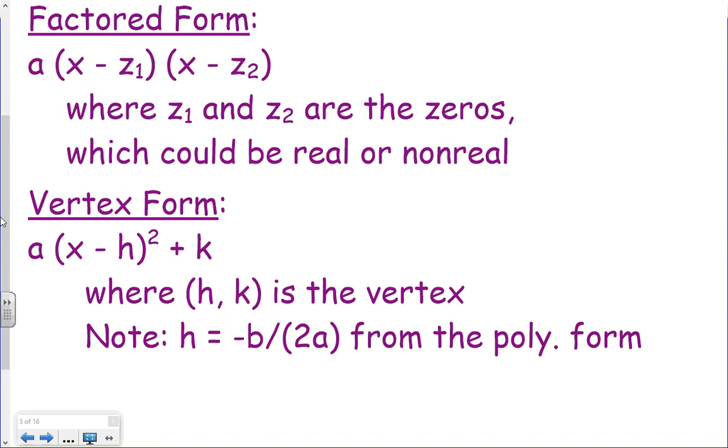One thing to note here, trying to connect these forms and make sure we're clear on what's what: the a value is the same a value in all three of these. But this h value can actually be calculated from that polynomial form. It turns out it's the opposite of b over 2a. If you calculate that, that'll be the x location, the horizontal location of your vertex.